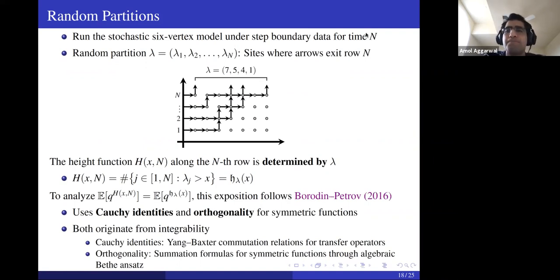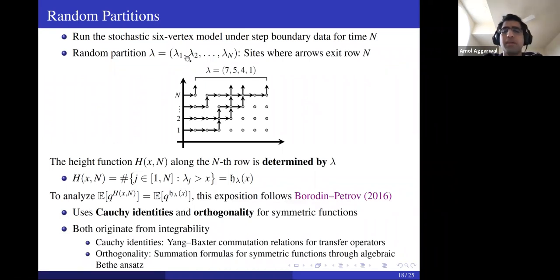Okay, so I'm going to encapsulate this 6 vertex model through a random partition. I take the stochastic 6 vertex model under step boundary conditions, and I run it for some time n. I'm drawing it here. I have this model, it's on a quadrant, and I run it for time n, which is 4 here. And at level n, I'm going to define this random partition lambda, given by lambda 1, lambda 2, all the way to lambda n, which are the locations where vertical arrows exit row n. Hopefully I didn't make a mistake here. I hope this is the 7th site, the 5th, the 4th, and the 1st site. So this partition here is 7, 5, 4, 1.